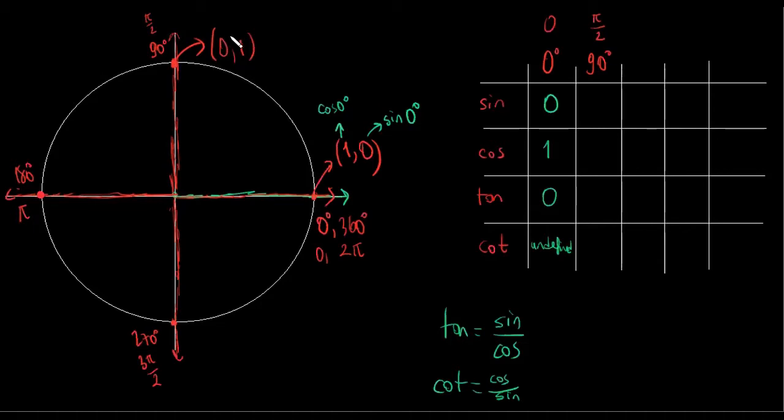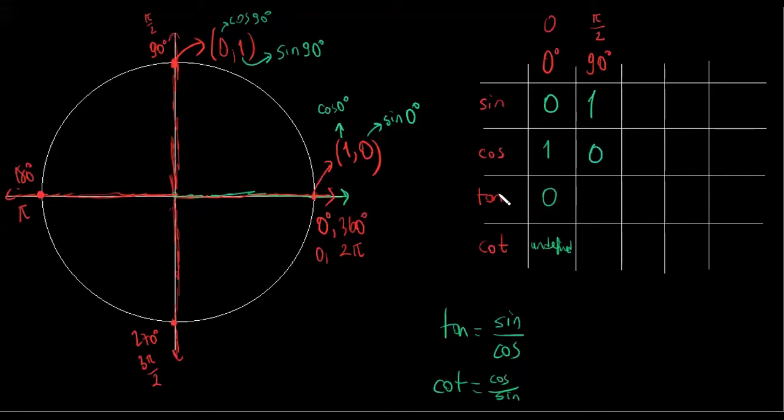All right. So the x coordinate is always the cosine value of this angle, and the y coordinate is always the sine value. So 0 is going to be the cosine of what? 90 degrees. And 1 is going to be sine of 90 degrees. That's right. Sine of pi over 2 or sine of 90 degrees is going to be 1, cosine of 90 or cosine of pi over 2 is going to be 0.